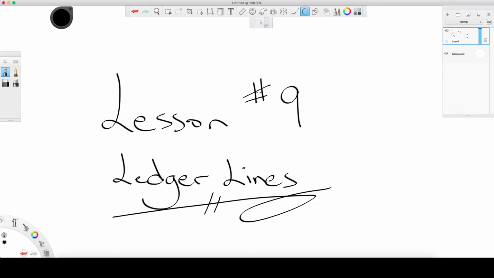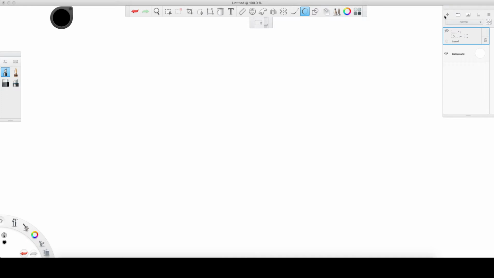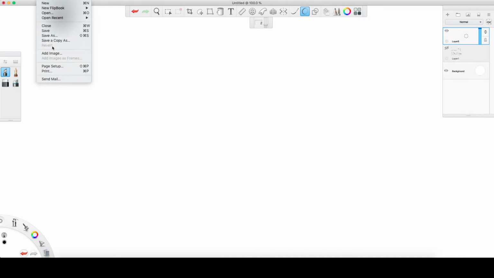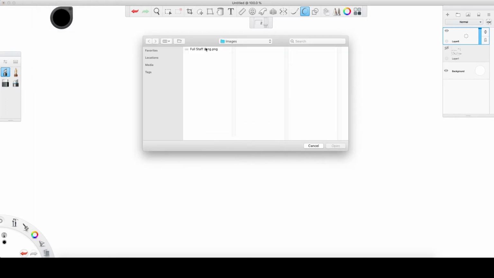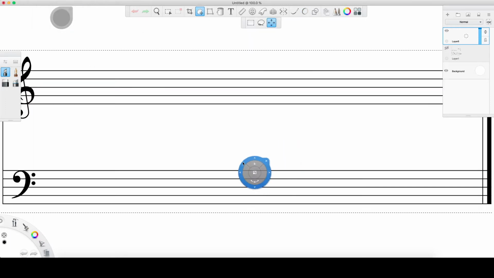Ledger lines are an important part of extending the staff, and I am learning new things about this program as I figure out the actual layers. This is a lot of fun. So let's bring in a proper staff, and that way I can show you exactly what I mean instead of having to draw it every single time.